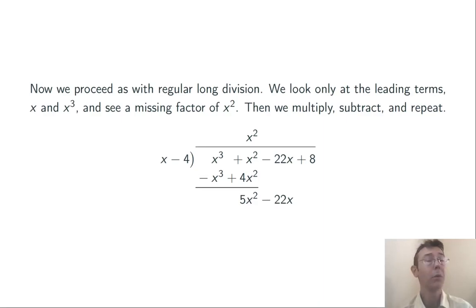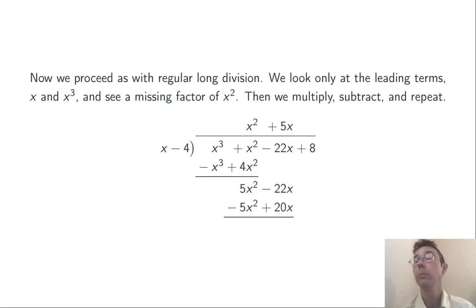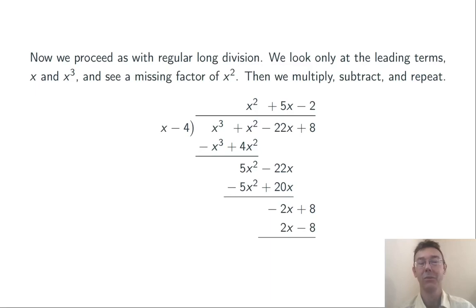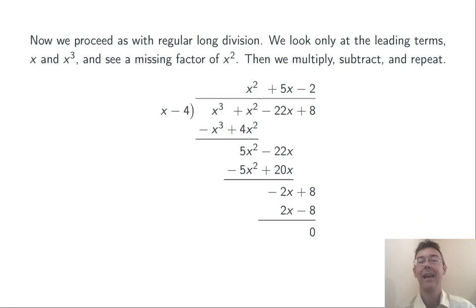Now I ask, what do I need to multiply x by to get 5x squared? The answer is 5x. Multiply and change the sign, add, and bring down the next term. What do I need to multiply x by to get negative 2x? Negative 2. Multiply, change the sign, add, and I get 0. So there's no remainder here.